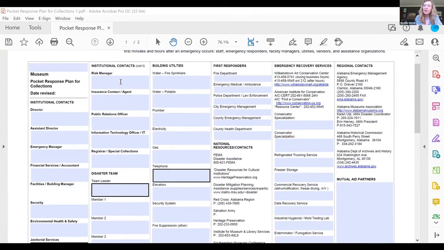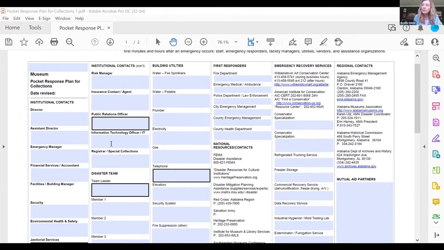And then there's your risk manager. Do you have a risk manager for your institution? Again, it might be your director or your CEO. Insurance, who's responsible for insurance in your institution? And your public relations officer. This might not be a public relations officer, but it might be your communications. I think at Sandy, we've got a communications outreach director, and they are responsible for all media liaison, communicating with the outside world, especially in terms of media.